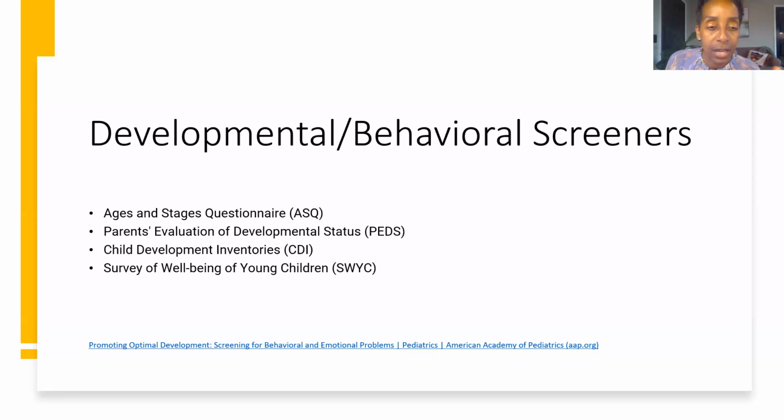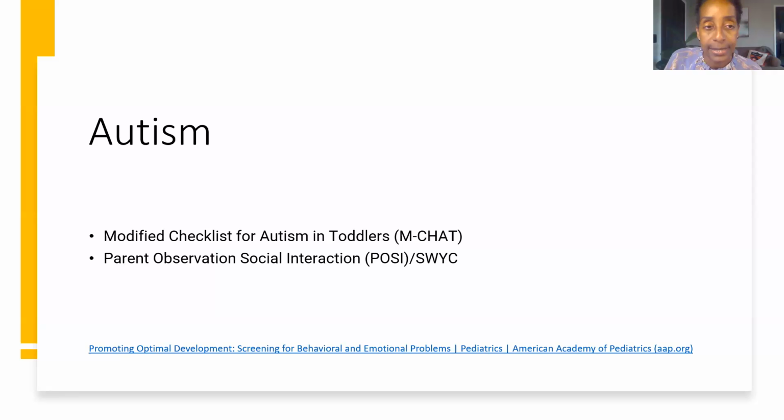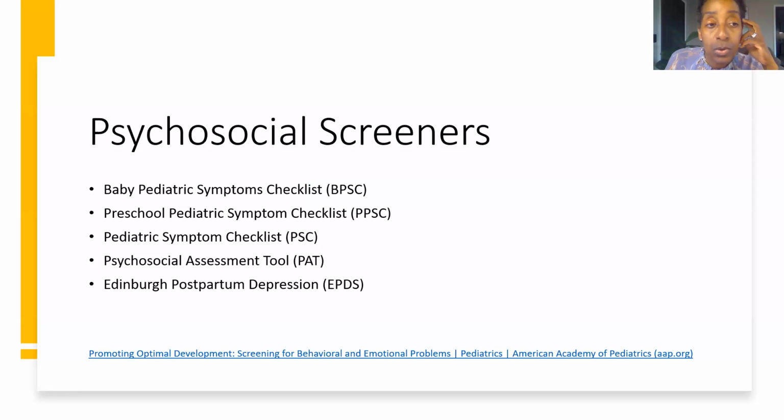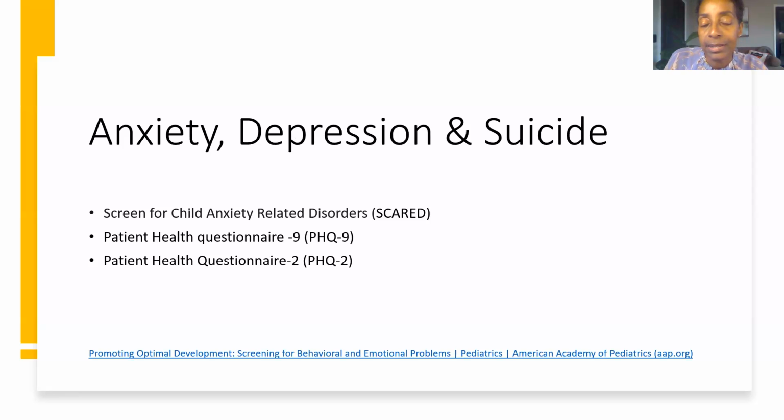Remember, the caregiver would complete these questionnaires, typically in 5 to 10 minutes, and there are many out there. In my practice, we use the Survey of Well-being of Young Children. There are screeners for autism. These are two very common screeners that are used. Most commonly, the MCHAT is what is used. There are a lot of psychosocial screeners, and I list those out for your review. Screeners for anxiety, depression, and suicide. Here are some common ones that are typically used in the primary care setting.